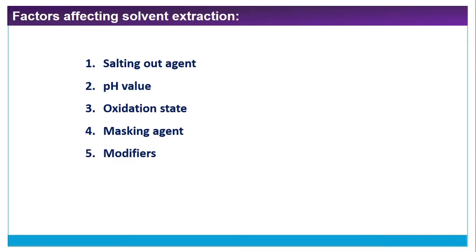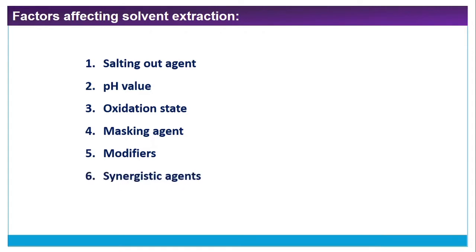These are additives to the organic phase to increase the solubility of the extracted species. High molecular weight alcohols can be used as modifiers. So modifiers are chemicals such as higher alcohols. These are additives to the organic phase to increase the solubility of particular metal ions or particular compounds in the organic phase. So these are called modifiers.